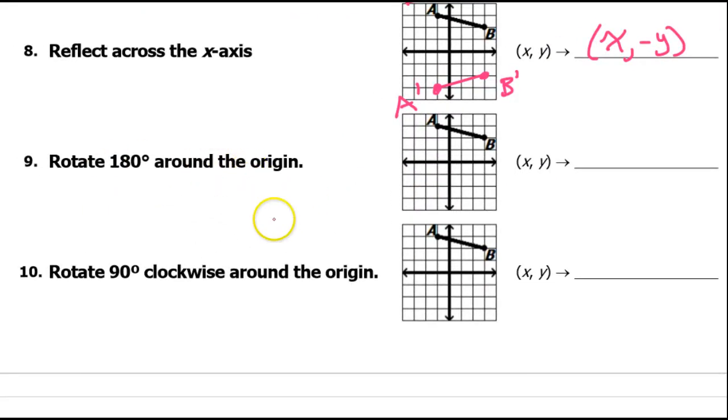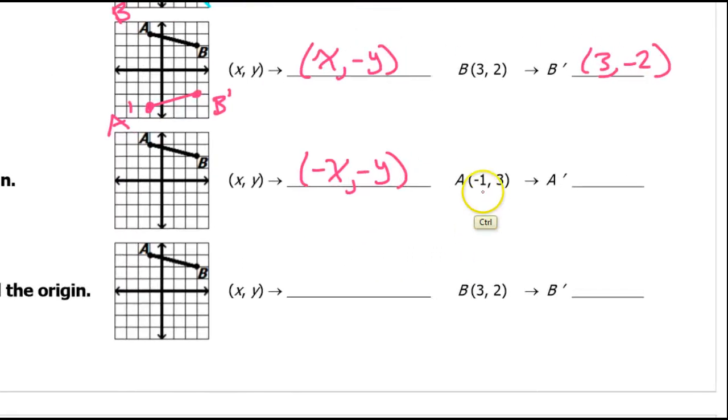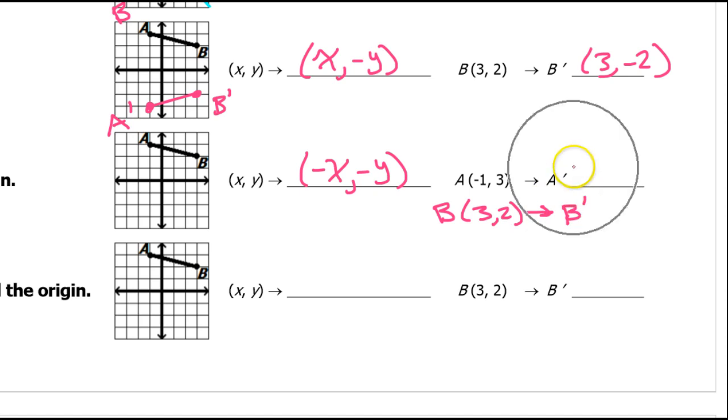180-degree rotation around the origin. You have to memorize that the rule for that is opposite of x, opposite of y. Just memorize that rule. And we're going to use that. So again, let me record what point B is, 3, 2. And we will use the rule to find A prime and B prime.